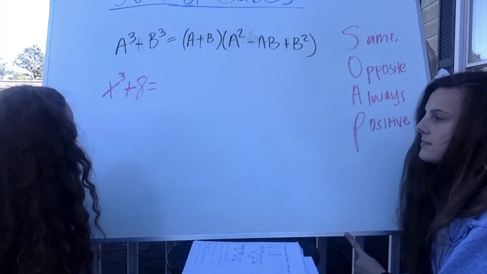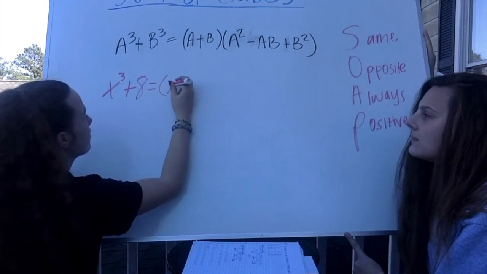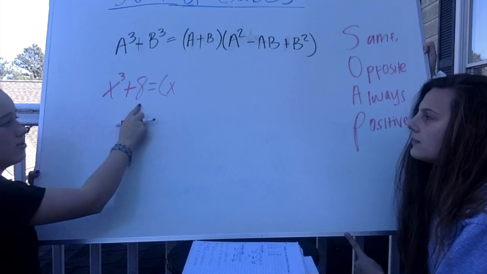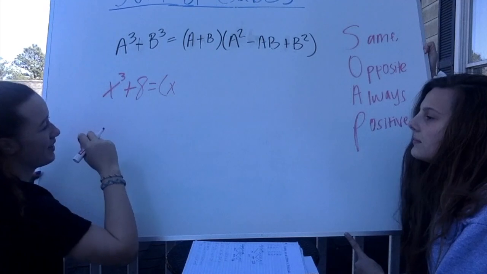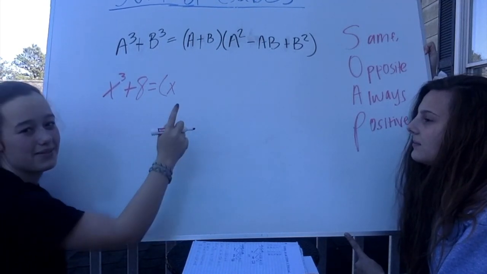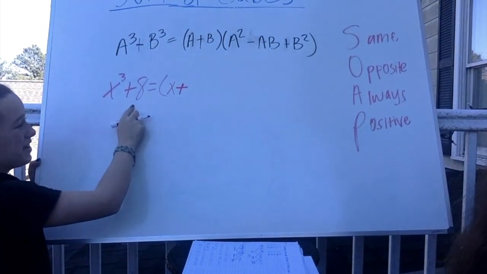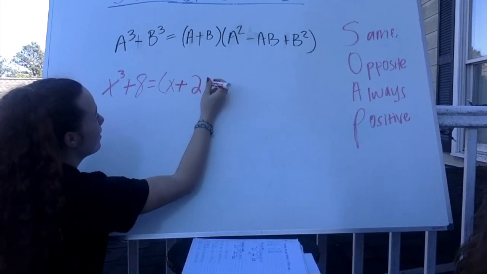This is our first example. The first thing that you're going to do is take the cube root of x cubed, which is x. So you're just going to write that right here. And then you take the cube root of 8, which is 2. So you have the x here, and then your sign is going to be the same, so it's going to be addition. And then you write the 2 right here.